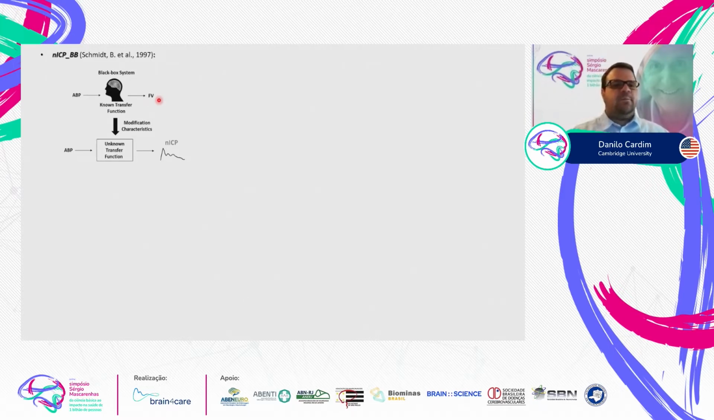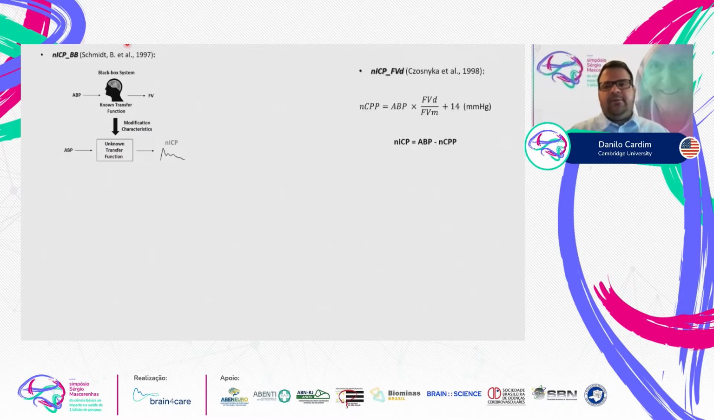We have, for example, indices of resistance that can be applied to the model, by which we insert certain modification characteristics, and from the input arterial blood pressure measurement, alongside the cerebral blood flow velocity, we can obtain a non-invasive intracranial pressure waveform. So this method was developed by one of our colleagues, Bernd Schmidt from Germany.